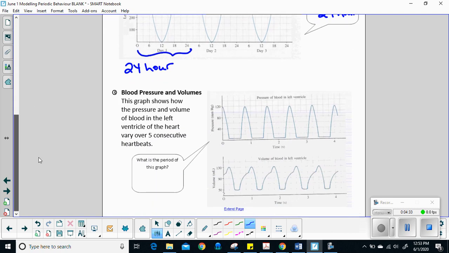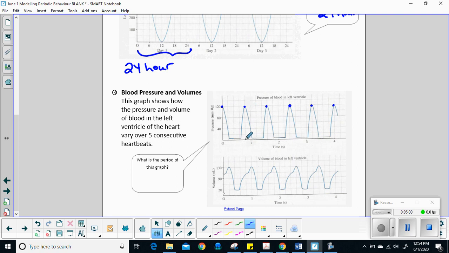How about here? We've got blood pressure and volumes. This graph shows how the pressure and the volume of blood in the left ventricle of the heart varies over 5 consecutive heartbeats. So what is the period of this graph? Let's see. If I look at my maximums here, it starts there, down, flat, up, down, flat, up. Each one of those is part of the pattern, so I'm repeating my pattern.